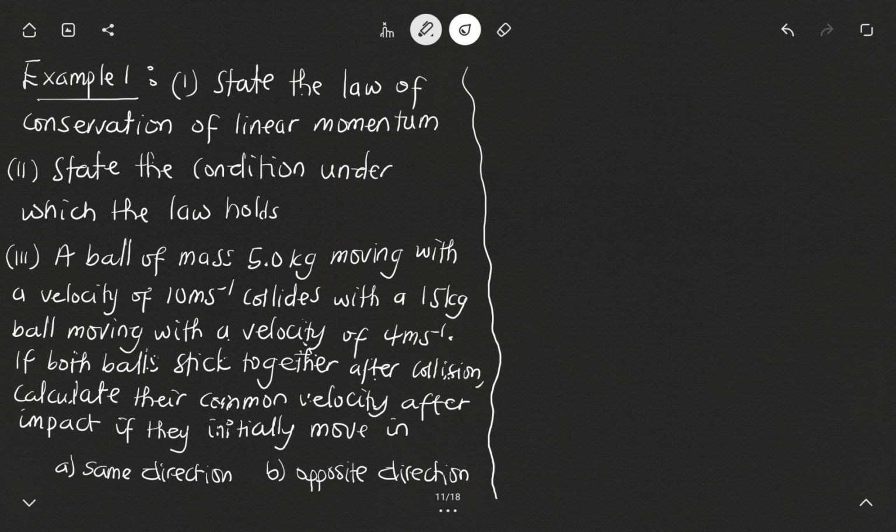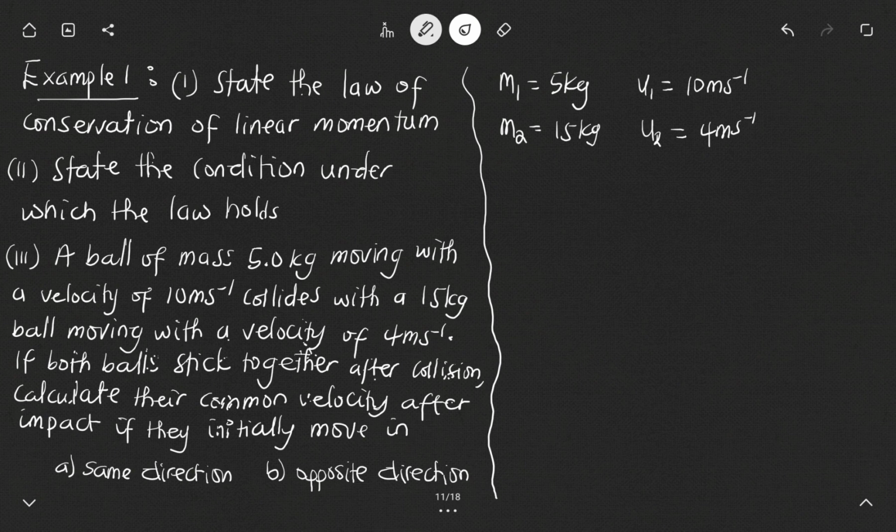Now let's look at the third aspect where we will actually do some calculation. So let's go ahead and see what we have. We have a ball of mass 5 kg, so we have m1 is equal to 5 kg, moving with an initial velocity u1 of 10 meters per second. It collides with another ball of mass 15 kg, so we have m2 is 15 kg, and it has a velocity u2 equal to 4 meters per second.